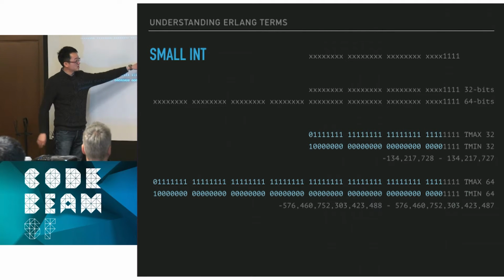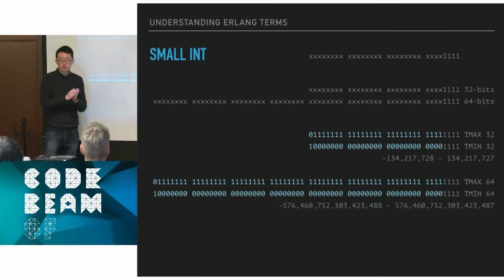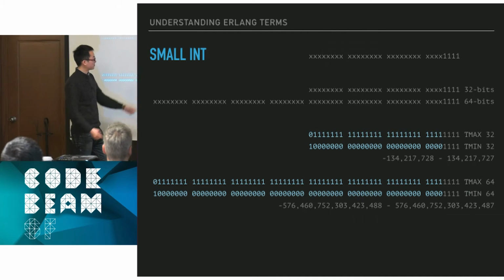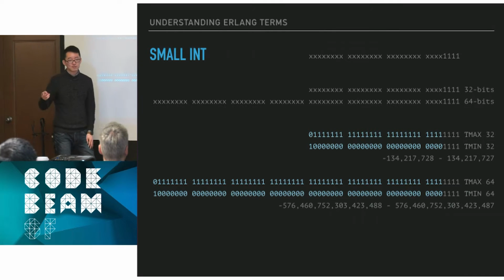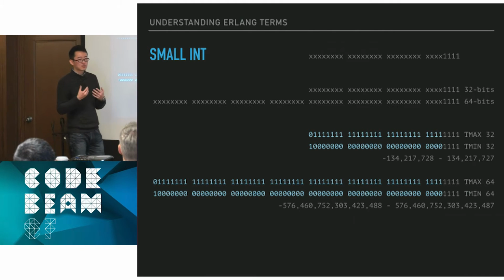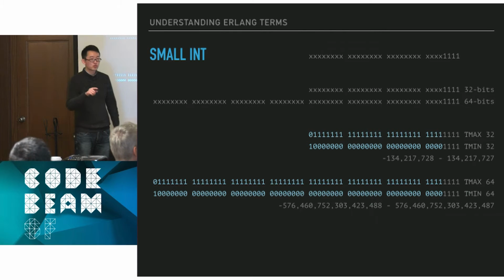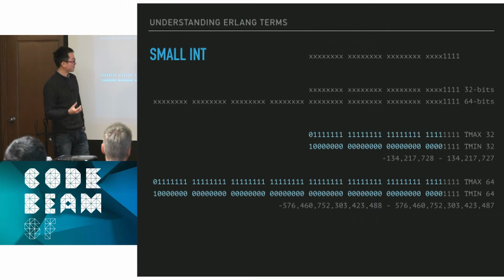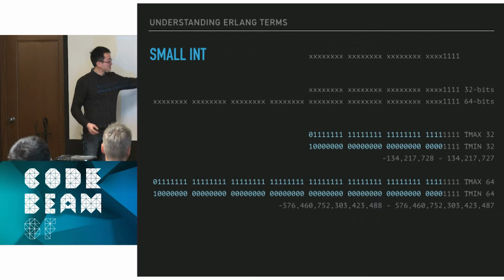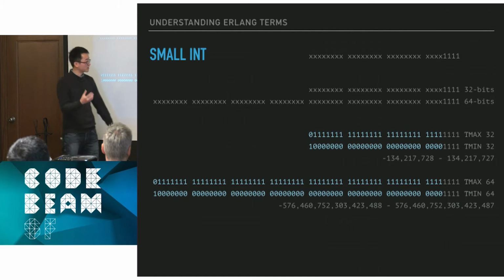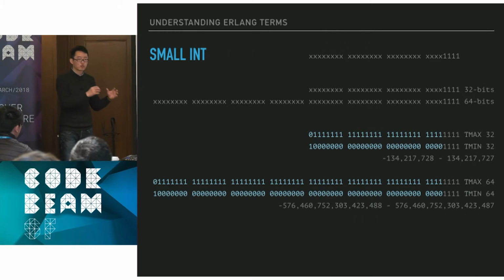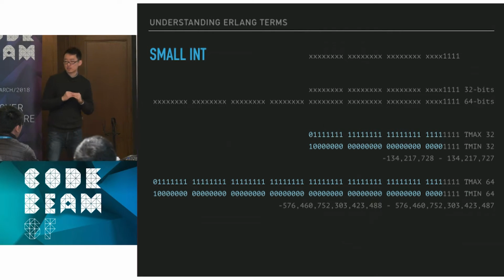For example, on 32 bits, 32 minus 4 is 28 bits, and then we reserve the first bit for the sign, so we have 27 bits left. That gives us the range of 2 to the 27 minus 1 for the largest positive integer, and minus 2 to the 27 for the lowest one, and it's the same idea on a 64-bit machine. So this is the range for the immediate small integer, okay?